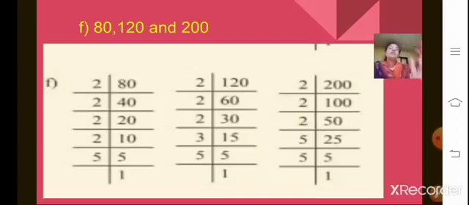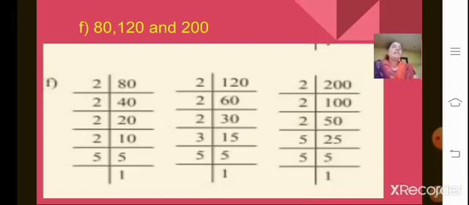Now again 80 using the prime factorization method. 2 4s are 8, 0; 2 2s are 4, 0; 2 10s are 20; 2 5s are 10 and 5 1s are 5. Same way you will find the prime factors of the number 120 as well as for the number 200. 2 1s are 2, 0 0 you will write as it is. 2 5s are 10, again 0 as it is. 2 2s are 4, 1 carry over here. So 2 5s are 10, 5 5s are 25 and 5 1s are 5.